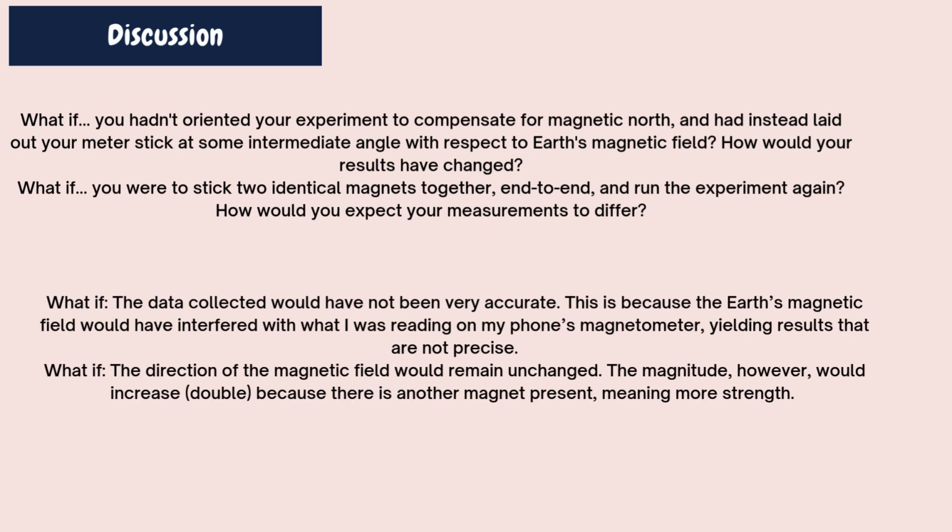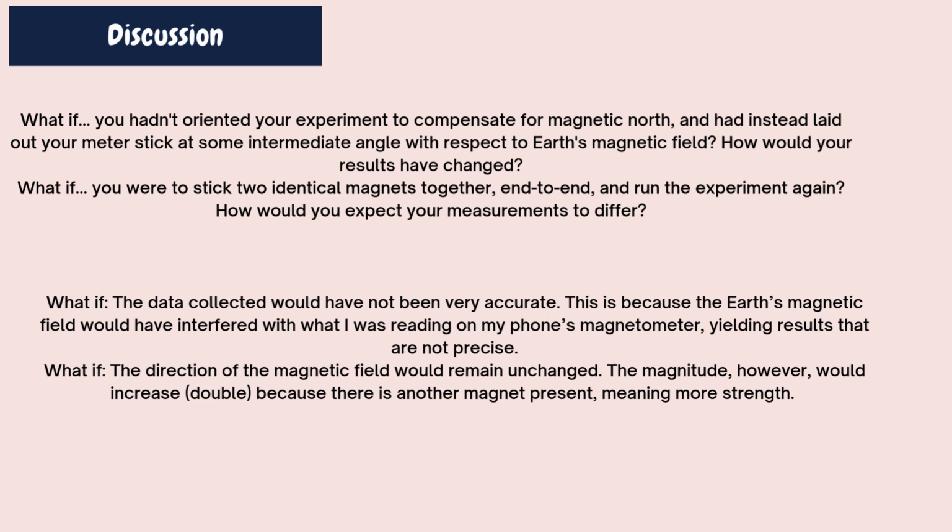Discussion. What if you hadn't oriented your experiment to compensate for magnetic north and instead laid out your meter stick at some intermediate angle with respect to Earth's magnetic field? How would your results have changed? So the data collected would have not been very accurate. This is because the Earth's magnetic field would have interfered with what I was reading on my phone's magnetometer, which yields results that are not quite precise.